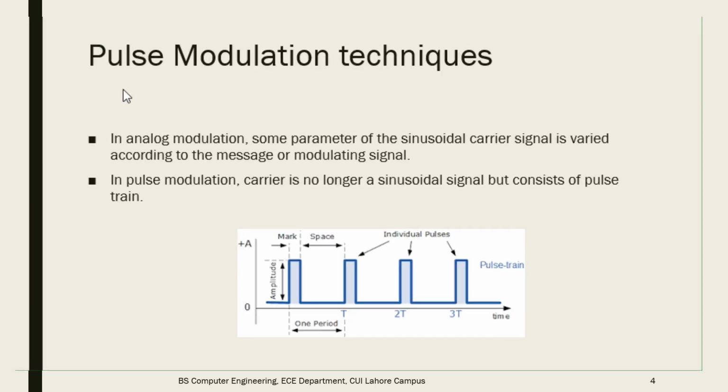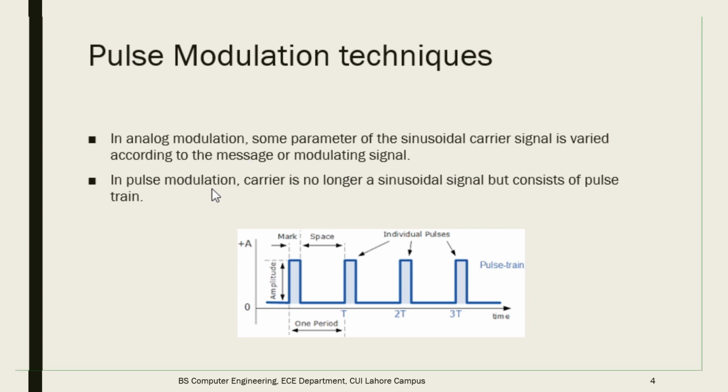So far we have studied analog modulation. In analog modulation, some parameters of the sinusoidal carrier signal are varied according to the message or modulating signal. Suppose we varied the amplitude of the sinusoidal carrier, and then we varied the phase and frequency of the sinusoidal carrier. So the main thing here is that the carrier signal is sinusoidal in nature.